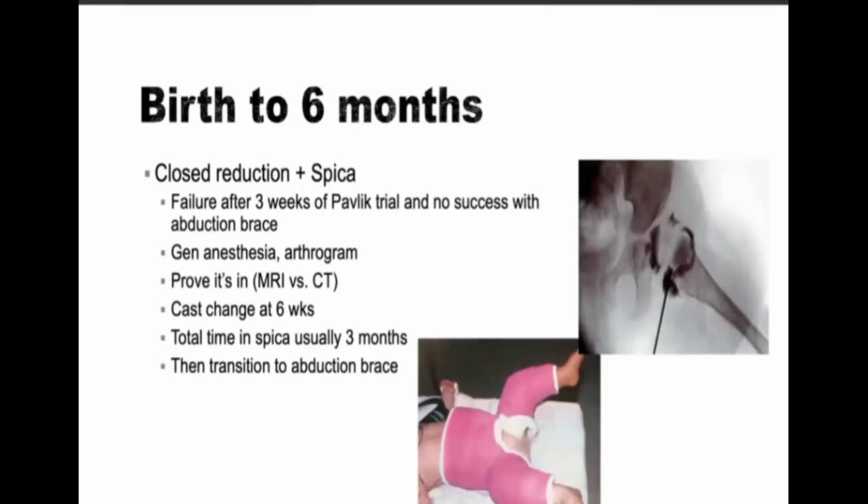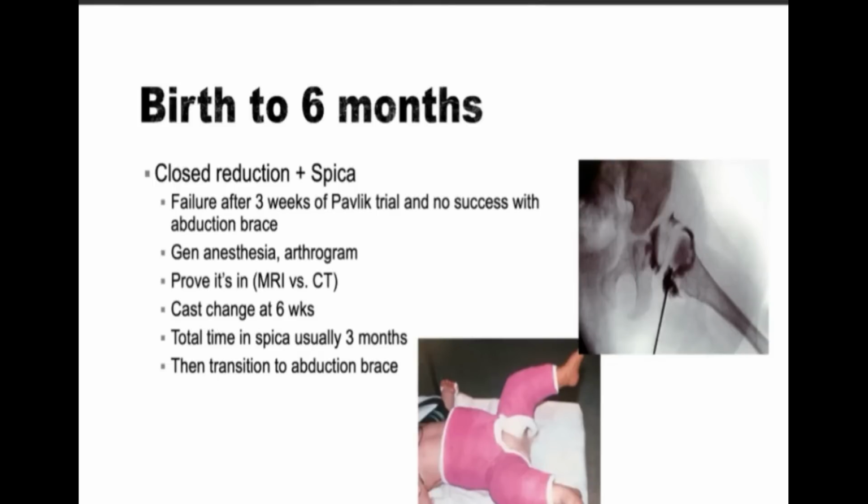So what if our harness is unsuccessful, or maybe the child doesn't show up till a little bit later in life? You can do a closed reduction, which is done in the operating room under general anesthetic. We use an arthrogram, which you can see in the top picture here, where we inject dye into that hip joint to, again, see the cartilaginous structure that turns into bone, but we can't see on x-ray where it is.